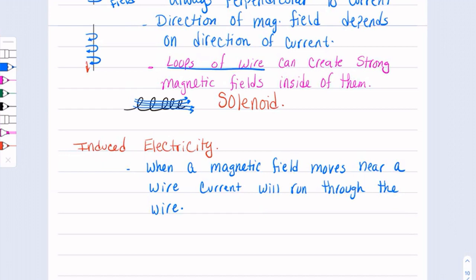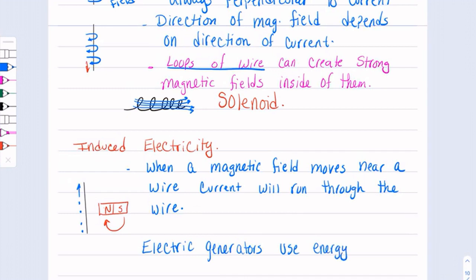If I have a wire, I'll do my best to draw a picture. If I have a wire and a magnet and I spin this magnet near the wire, I can get electrons to move through the wire just by changing the magnetic field near the wire. That's called induced electricity, or an induced electric field. And we can generate electricity this way. Electric generators use energy like steam, or wind energy from a windmill, to spin magnets near coils of wire. That's how we generate electricity at our power plants.